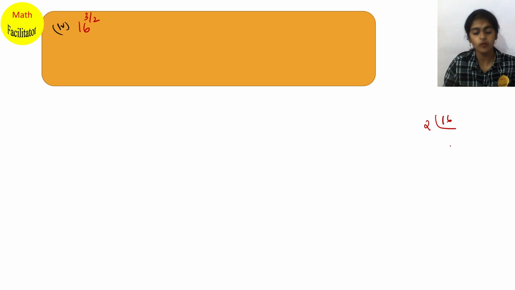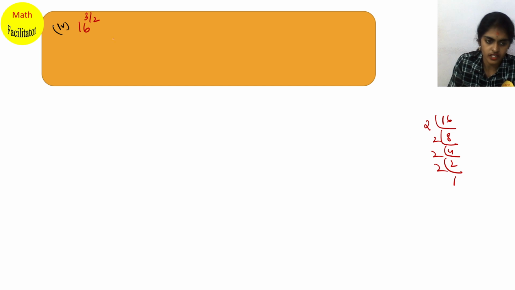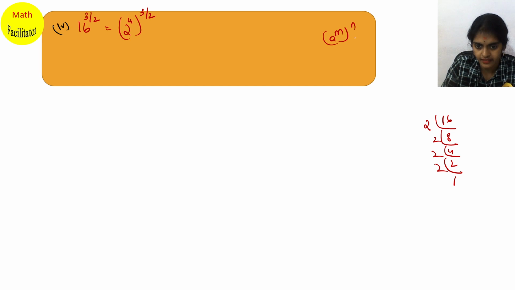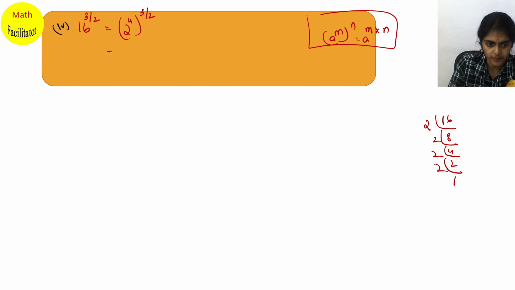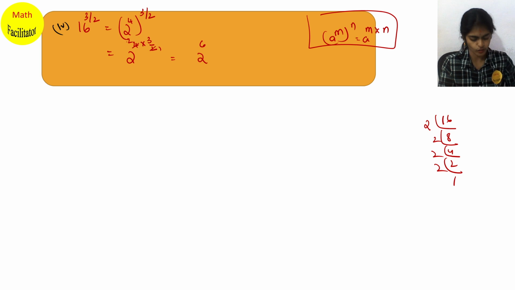You have 16 raised to the power 3 by 2. So 16 you can write as 2 power, 2 8s are 16, 2 4s are 8, 2 2s are 4, 2 1s are 2. So I can write 16 as 2 power 4, whole power 3 by 2. Again it is like (a^m)^n, so you can write it as a^(m×n). This is the formula. So I am going to write this as 2 power 4 into 3 by 2. So 2 1s are 2, 2 2s are 4, that is equal to 2 power 2 3s are 6 by 1, or I can write it simply as 2 power 6.